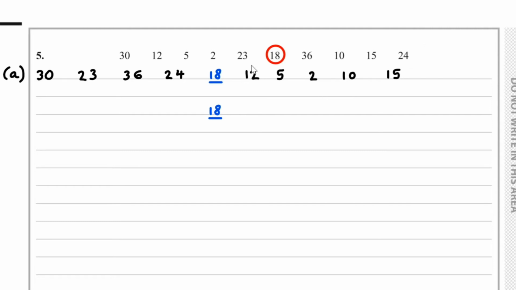Now for the next pass, the 18 stays where it is, that's not going to go anywhere. We've got two sublists and we need to identify a pivot for each. Now this sublist would have 36 as a pivot, and this sublist would have 2 as a pivot.